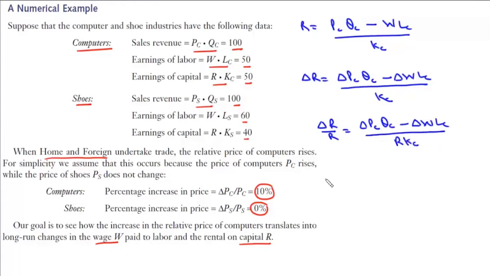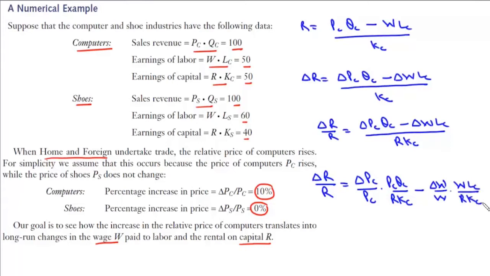Now we can further split this as delta R upon R equal to delta PC upon PC into PC QC upon RKC, minus delta W upon W into WLC upon RKC.